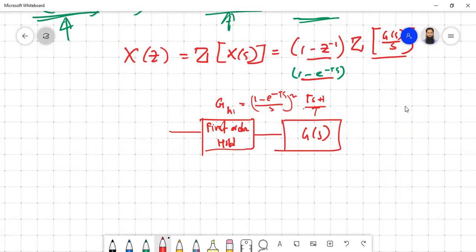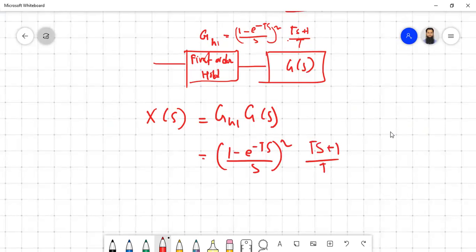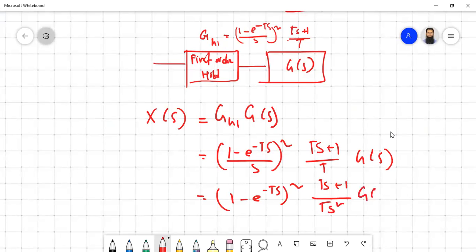Okay, so if you want to find out X(s), which is just the multiplication of Gh1 into G(s), then what we have to do is we can simply write the transfer function of the first order hold in square terms: (1 minus e to the power minus Ts) whole square, remove the s square from the denominator and include it here, then (Ts plus 1) by T, then G(s).